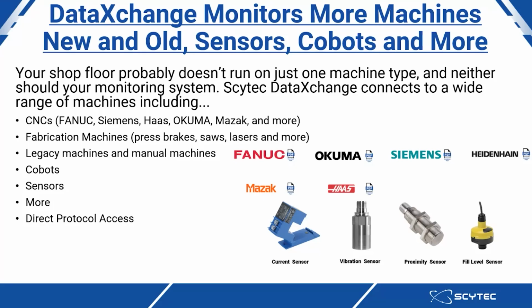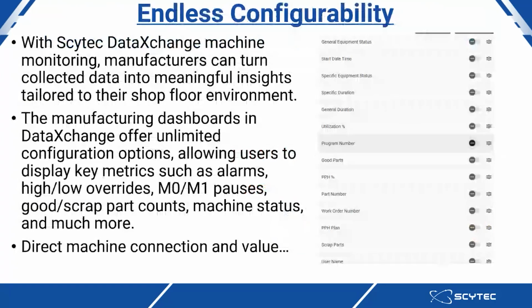One of the other things that I will talk about here in just a couple of slides is our direct protocol access to those major name brand CNC producers such as Fanuc, Akuma, and Siemens. And if you go onto our main Scytec.com website, we have a tab called Supported Technology, where if you click on one of those logos, you can see all the information that can be retrieved from those name brand CNC producers like Fanuc. So I'll show you all that here in just a couple of seconds. But the next thing I'd like to discuss is the endless configurability options that you have inside of Scytec DataXchange.